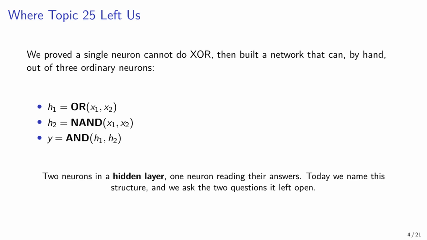Notice the shape of this. 2 neurons sitting in a hidden layer and 1 neuron reading their answers. Today, we give that shape its name and we answer the 2 questions it left open.